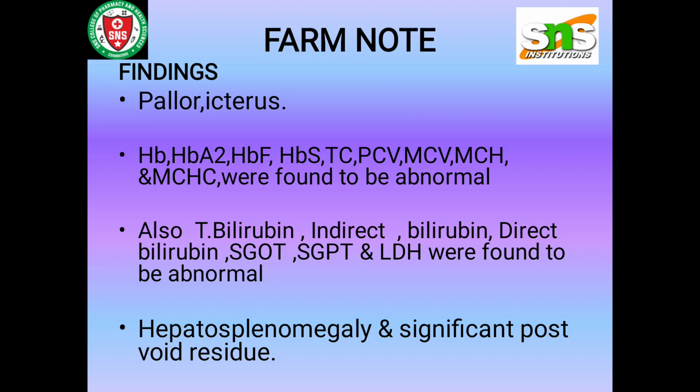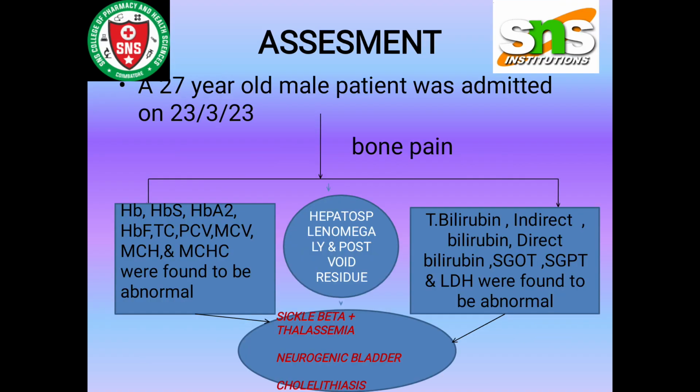And the findings: pallor, icterus. HB, HbA2, HbF, HbS, TC, PCV, everything was found to be normal. And also total bilirubin, indirect bilirubin, direct bilirubin, SGOT, SGPT, and LDH were found to be abnormal. Hepatosplenomegaly and significant post-void residue.